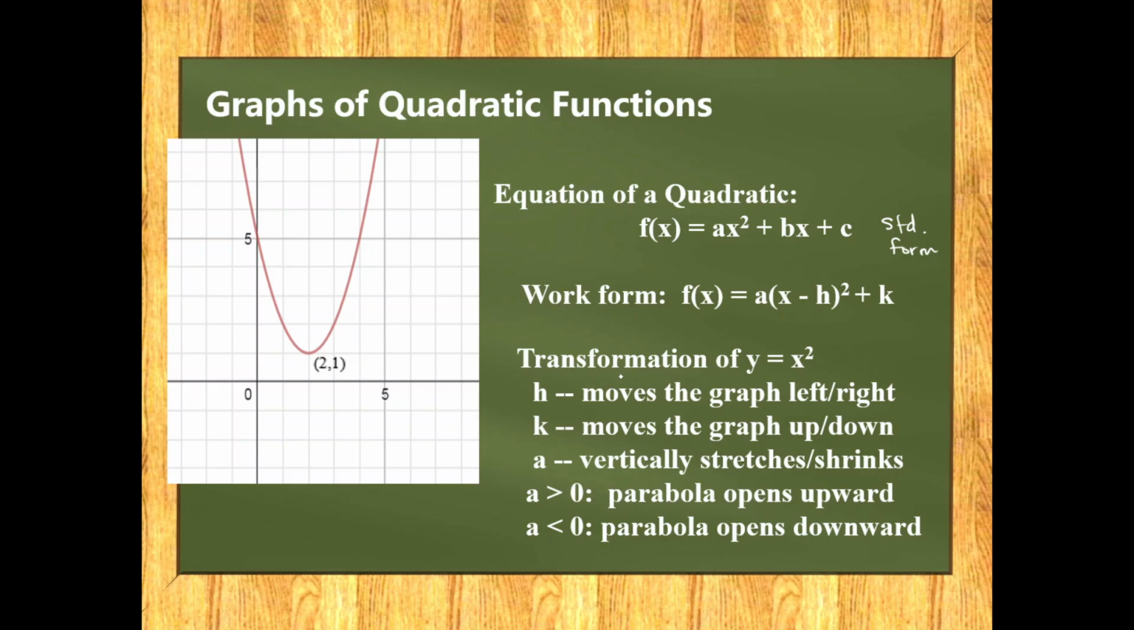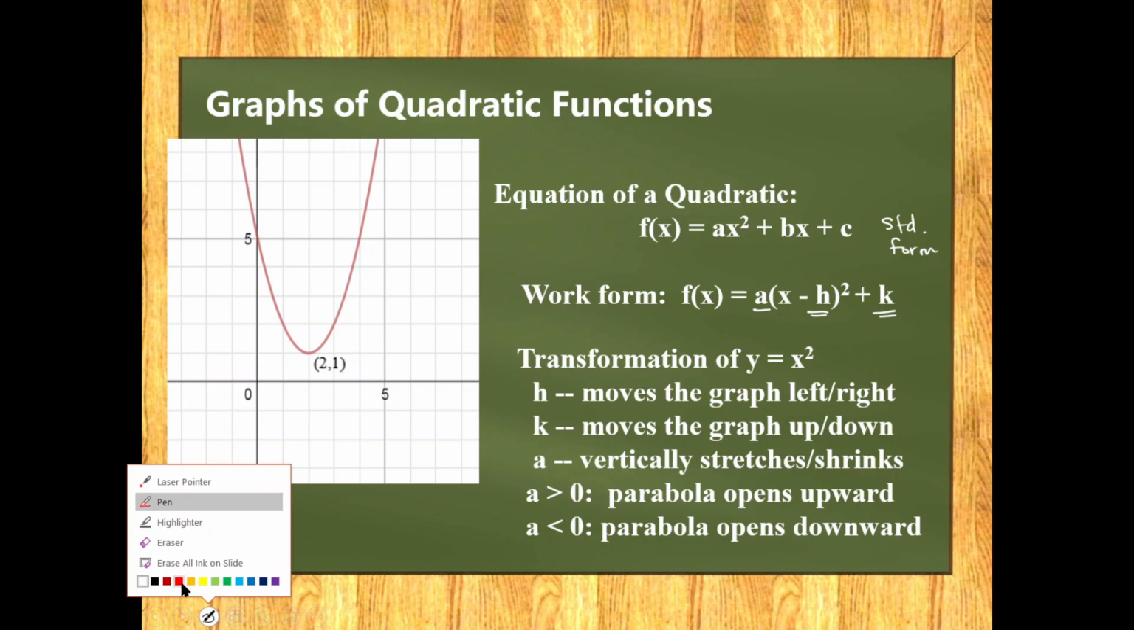Now, if you remember your rules of transformations of functions, this minus h is going to be moving the graph left and right. The k is going to be moving it up and down, and of course the a tells us if it has been stretched or shrunk, so that'll tell us how steep the curve is, and of course whether it's going up or down, because a negative a would flip it over.